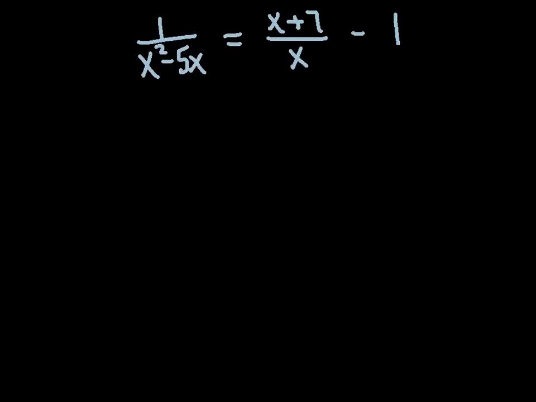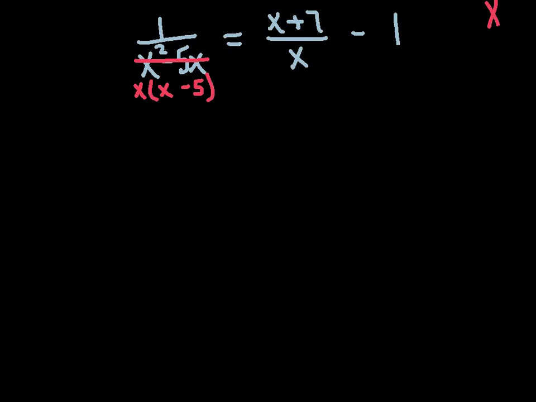Now, our first step is, don't overlook this first step. It's a tough habit to build, but we have to build good habits. We have to identify any restrictions on the domain. And the one thing you might want to do before we even jump into that is to factor that first denominator as much as possible. We're going to pull out that little GCF. And so our new denominator there is x times the quantity x minus 5.